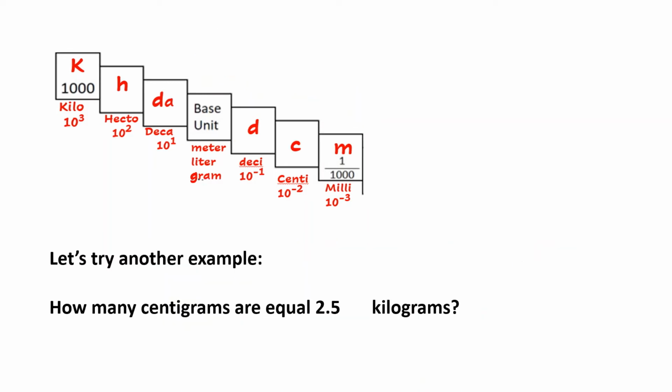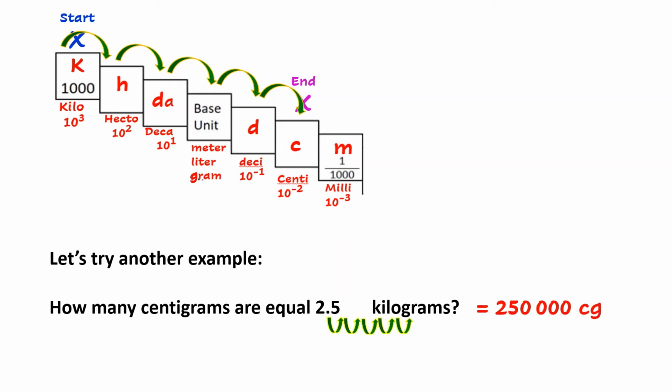How many centigrams are equal to 2.5 kilograms? Since we're given kilograms, kilo or K is our starting place. We will end at centi or C. To go from K to C, we move 5 steps to the right. So we're multiplying by 10 5 times, or moving the decimal point 5 places to the right. Our final answer is 250,000 centigrams. The original measurement had 2 sig figs, so it's important our conversion also has 2 sig figs.